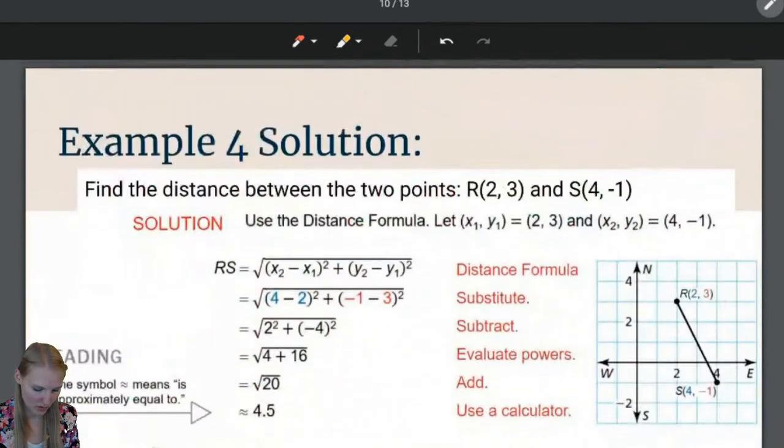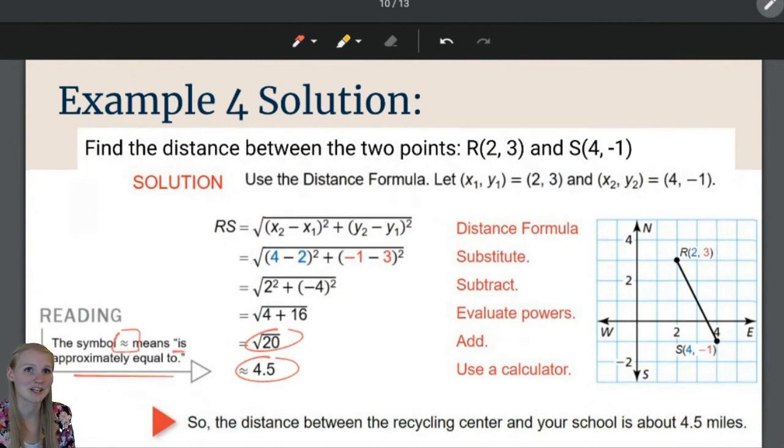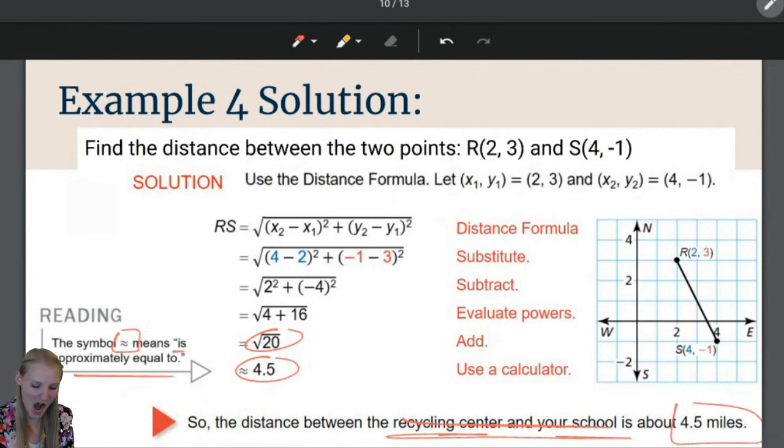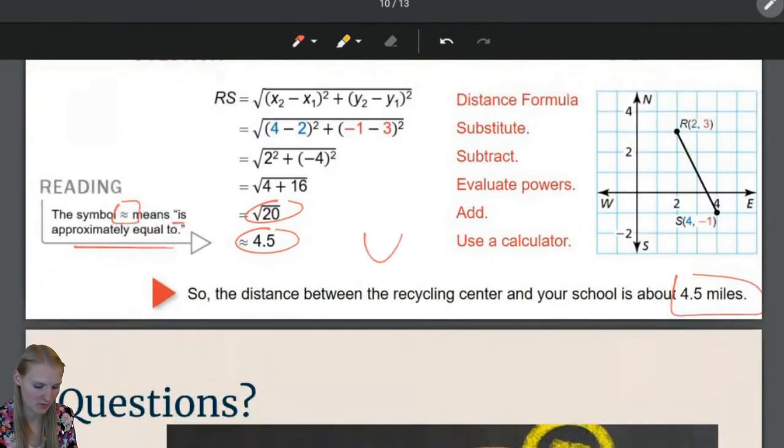Let's check and make sure that we were right. Square root of 20, approximately 4.5. The squiggly symbol means is approximately equal to. So the distance between, oh yeah, forget about that. The distance is approximately 4.5. I took out the word problem because, I don't know, it was confusing for just an introduction to the distance formula. So look at that. Wonderful. We did it, and we got it right.